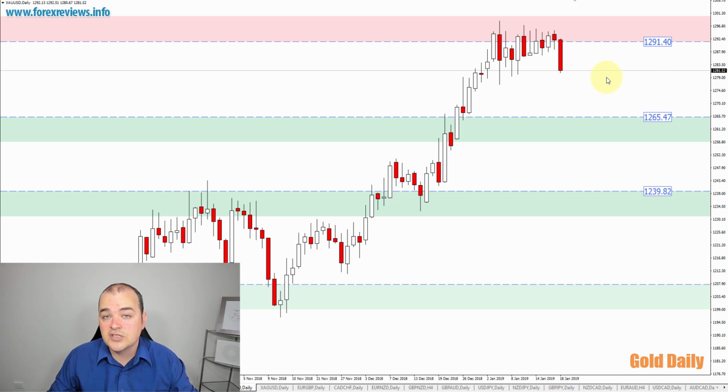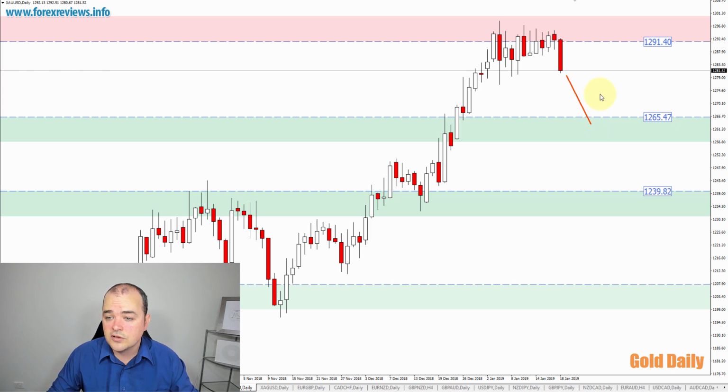And I'm expecting more continuation to the downside, at least down to the 1265 zone area. So I'm expecting price will pull back to the 1265 zone area. For all those people that are holding a sell trade on this market from the recent test of the 1291 zone area, which is a potential bearish area on this market, I want to highlight that I'm expecting more continuation to the downside, at least down to the 1265 zone area.